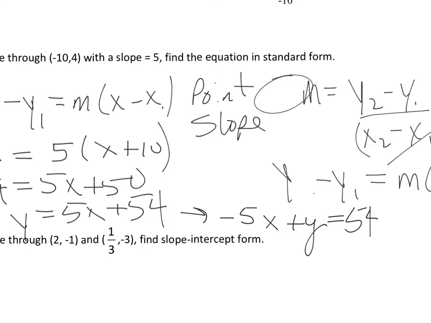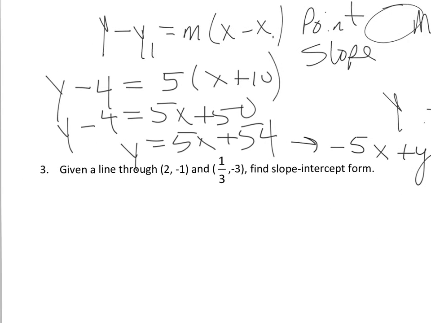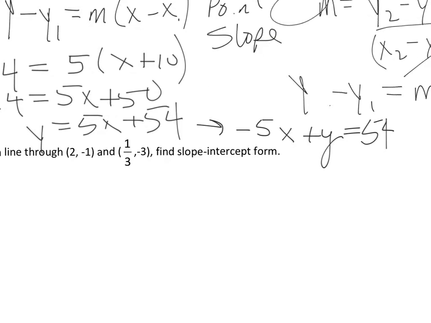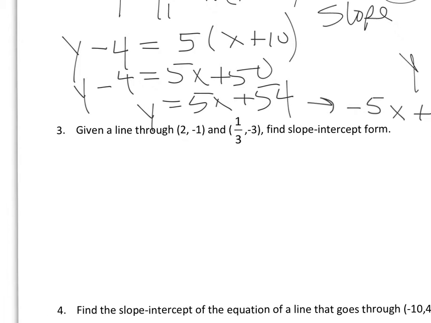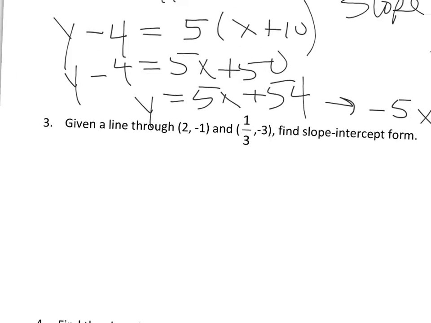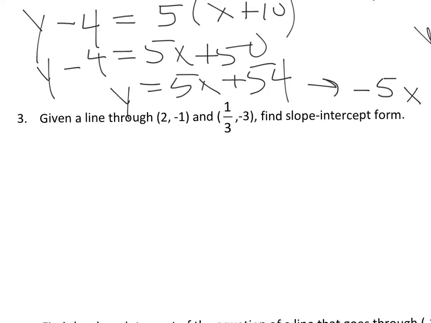So in any case, I just move over the 5x term to the other side, so it makes it negative 5x. I'm fine with keeping the term negative. That's no big deal. Okay, given a line through those 2 points, now we're just working with slope with a fraction. So y2 is negative 3 minus y1 just makes it a plus 1 over 1/3 minus 2, and side note, it can go in any order, provided whatever order you go in for the y's, you go the same order for the x's.